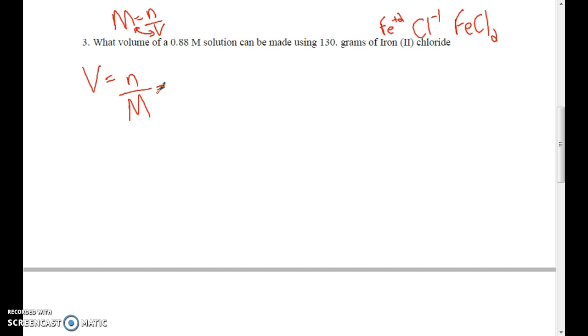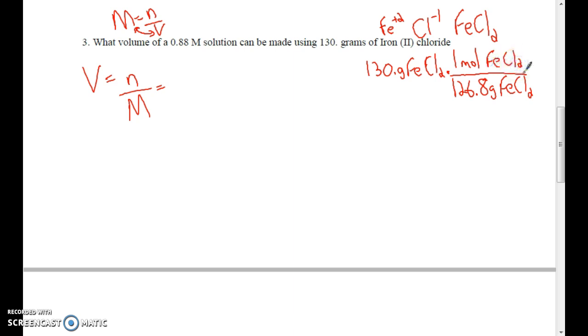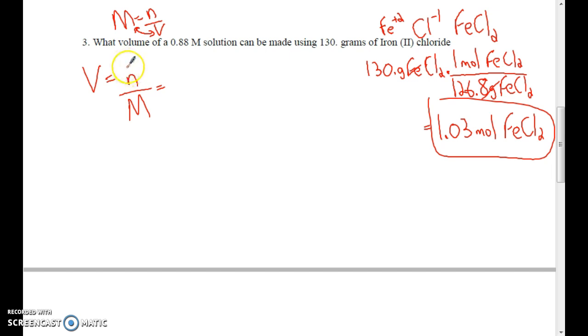Now, I don't know the moles yet. I know what the grams are, so I have to convert this 130 grams of FeCl2 into moles. The molar mass of iron 2 chloride is 126.8 grams of FeCl2 for every 1 mole of FeCl2. The grams will cancel out. What we'll be left with is moles, and that gives us 1.03 moles of FeCl2.